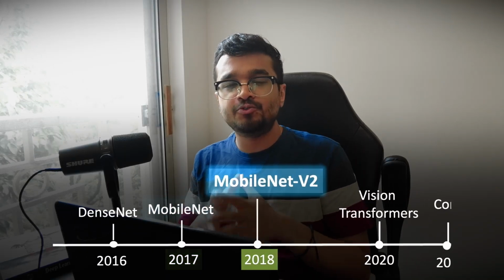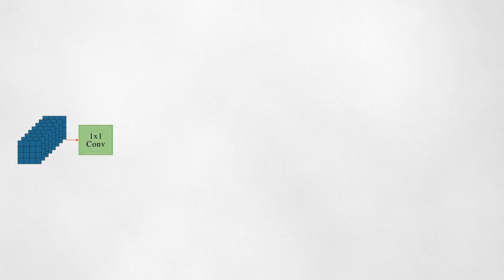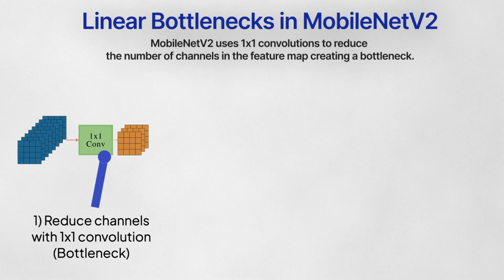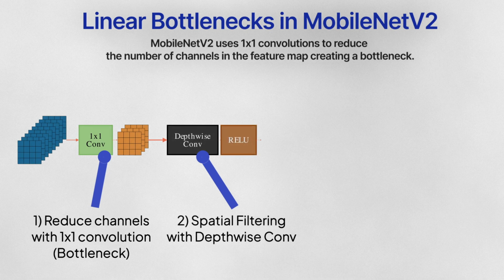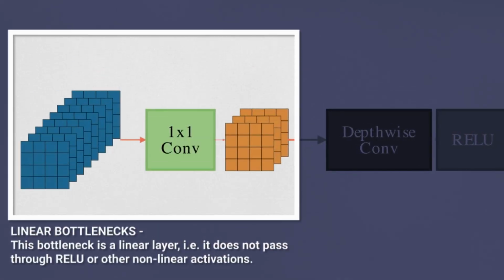MobileNet V2 improved on the MobileNet architecture by introducing two more innovations: linear bottlenecks and inverted residuals. MobileNet V2 uses one-by-one point-wise convolutions to first do dimensionality reduction across the channels. Depth-wise convolution layers then are used for spatial filtering, and another one-by-one point-wise convolution layer is used to expand the channels back. These bottlenecks don't pass through ReLU and are instead kept linear, and that's why it's called linear bottlenecks.